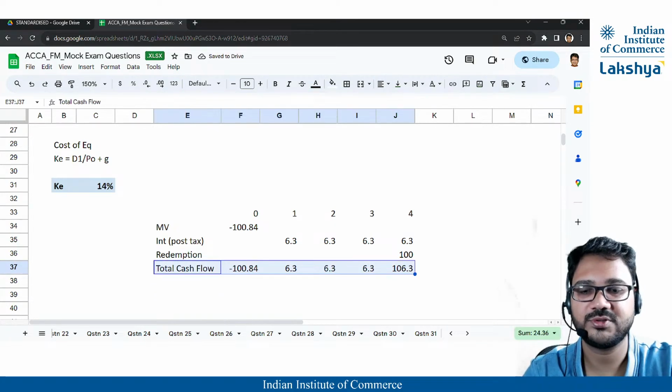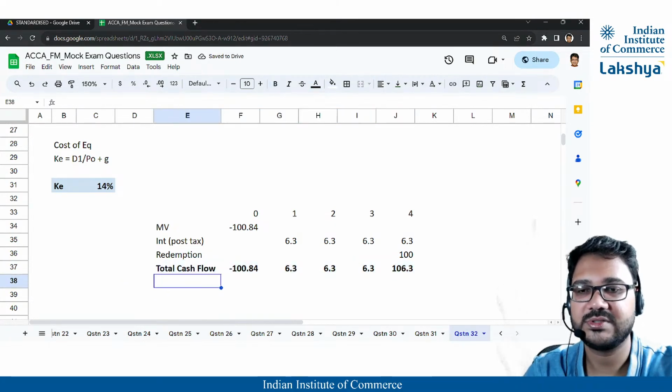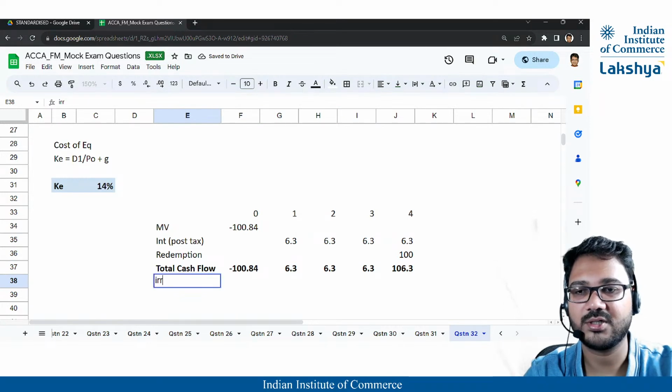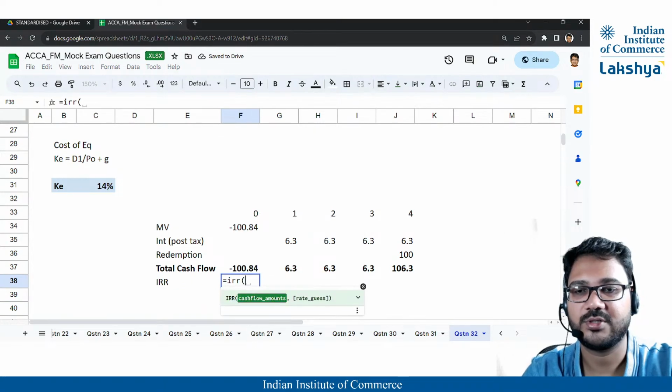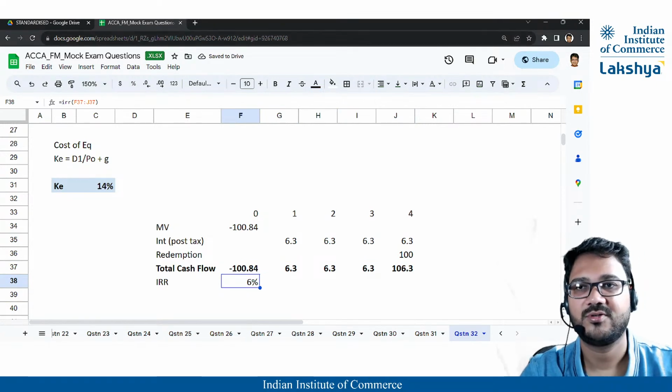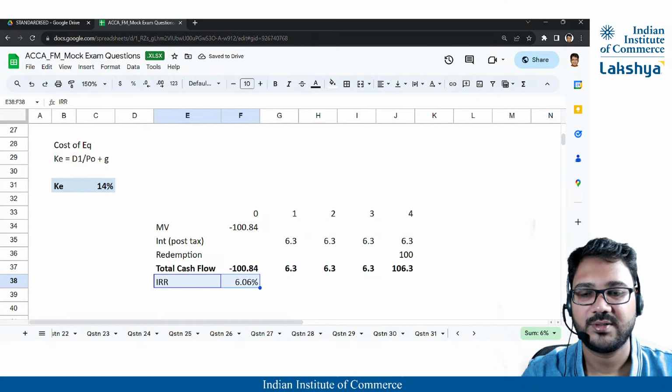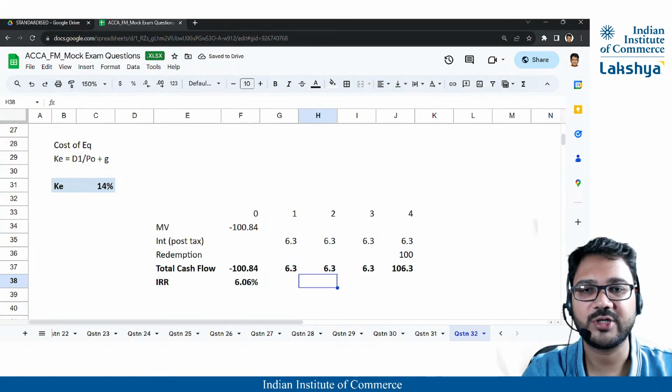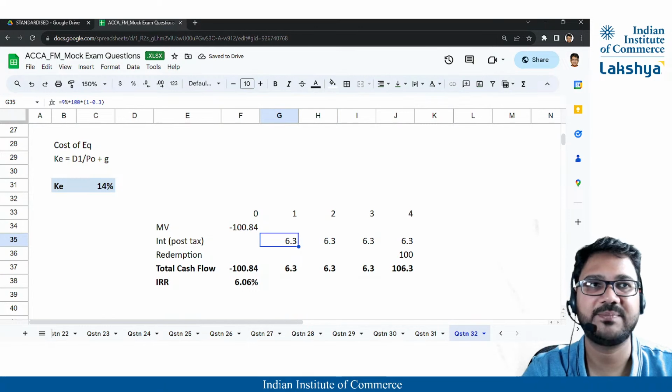Right. This is our total cash flows, and we will say IRR. So is equal to IRR, bracket open, select all cash flows, and it's 6%, 6.1%. Okay, or 6.06%. Right. However, what is happening is all these things are happening 1 year in arrears.